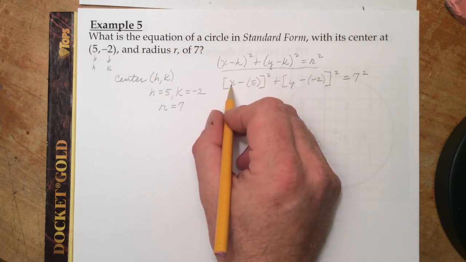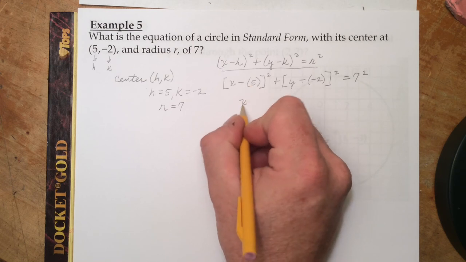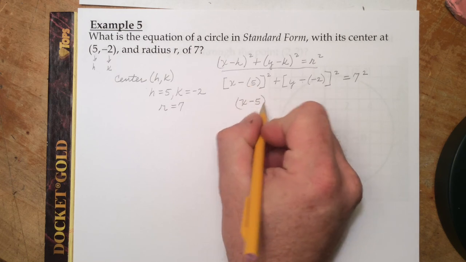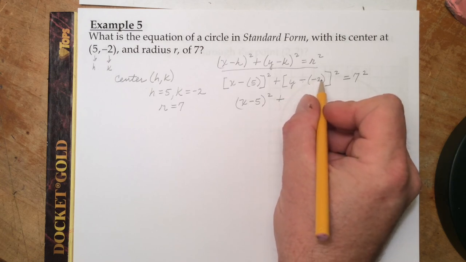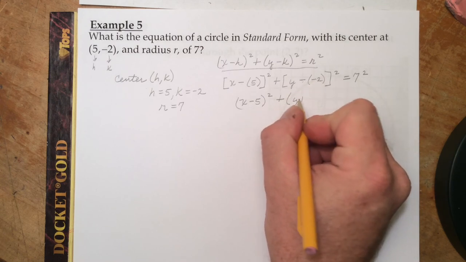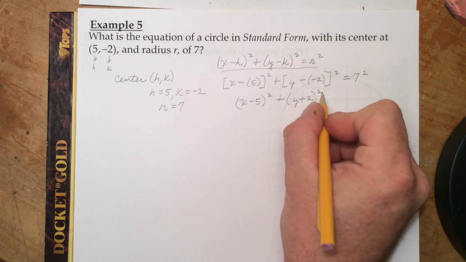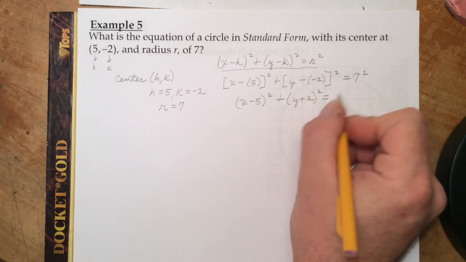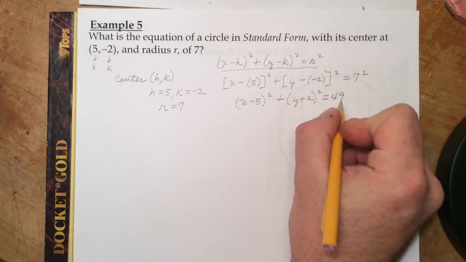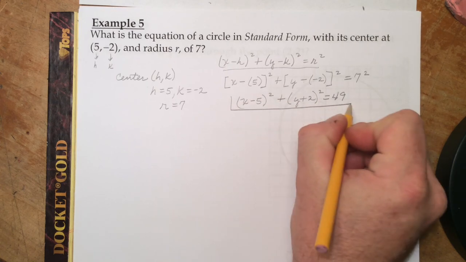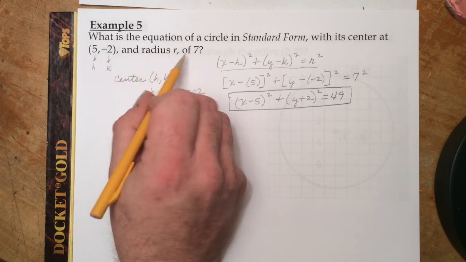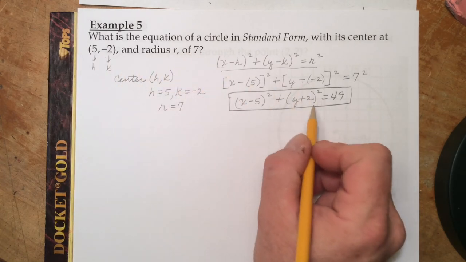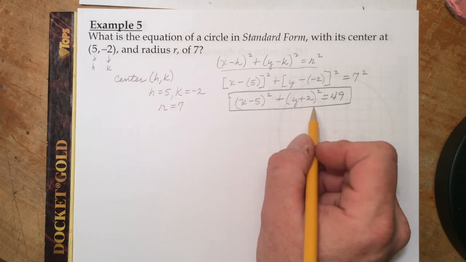So now this is x minus positive 5, which is x minus 5, quantity squared, plus this is y minus negative 2, which is y plus 2, quantity squared, equals 7 squared is 49. So this is the equation of the circle centered at this place and has a radius of 7. This is the equation in standard form for that circle.